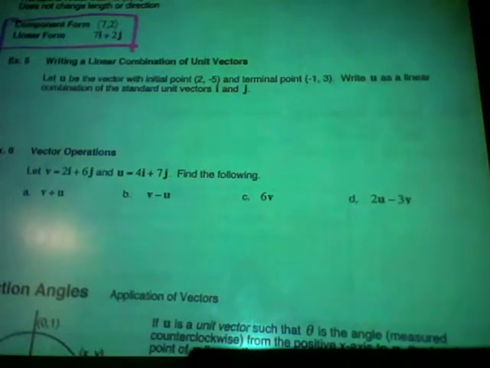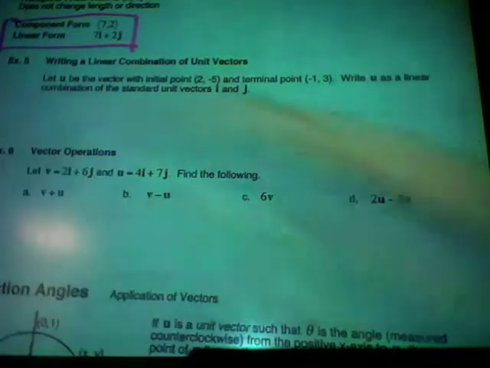And so the question says, write vector u as a linear combination of the standard unit vectors i and j. So what they're saying is they want it in linear form. But to get there, we have to find component form first. So step 1, put into component form first.